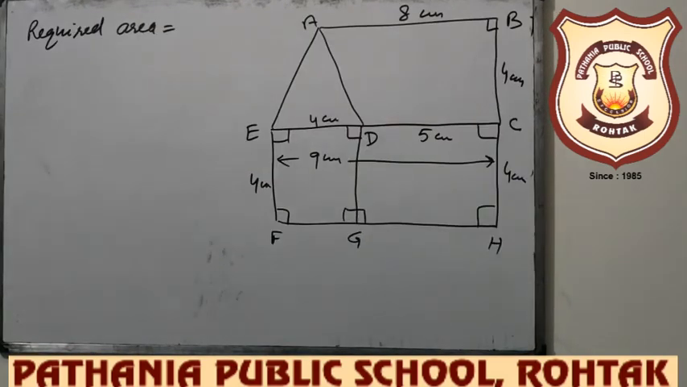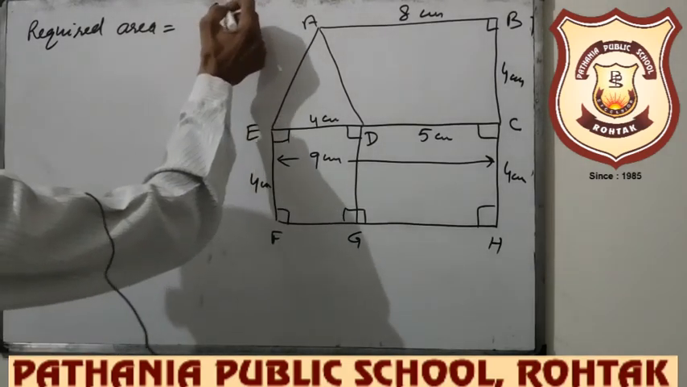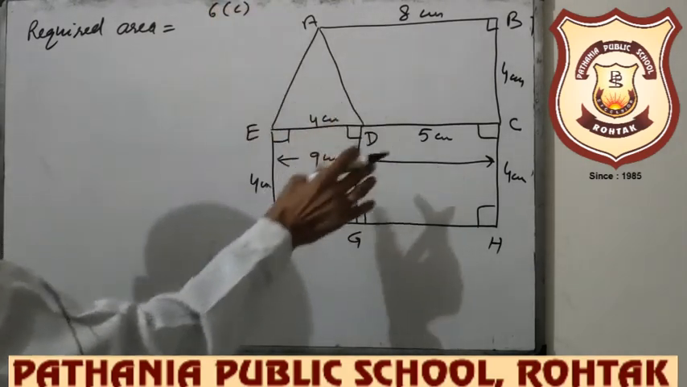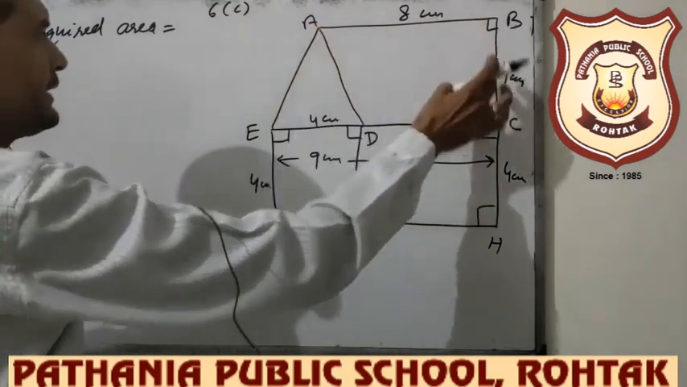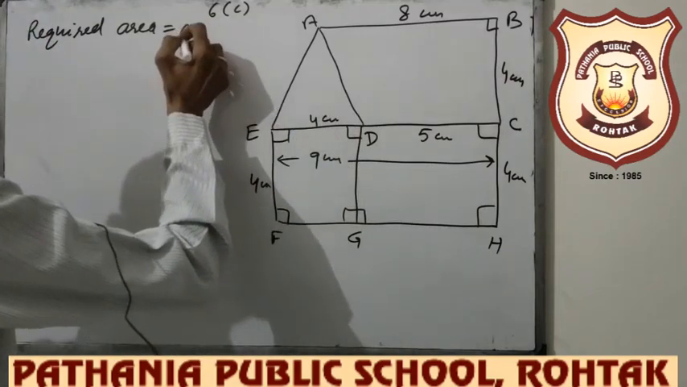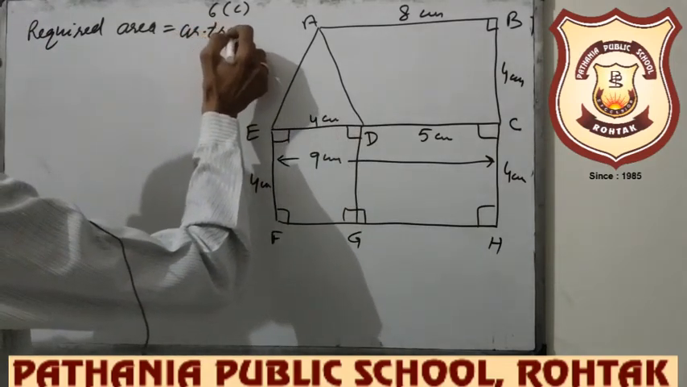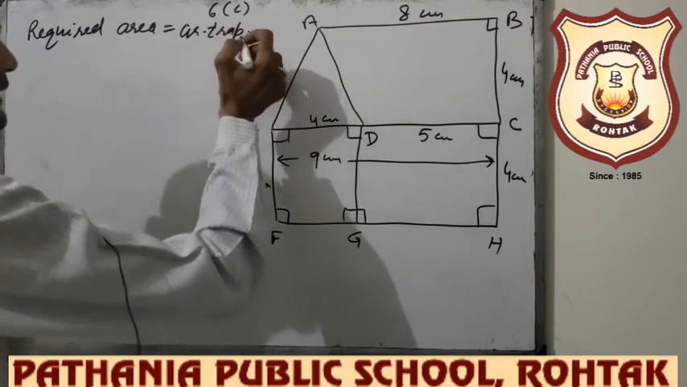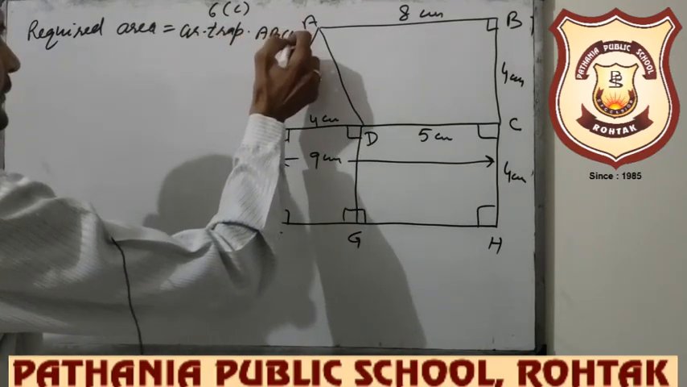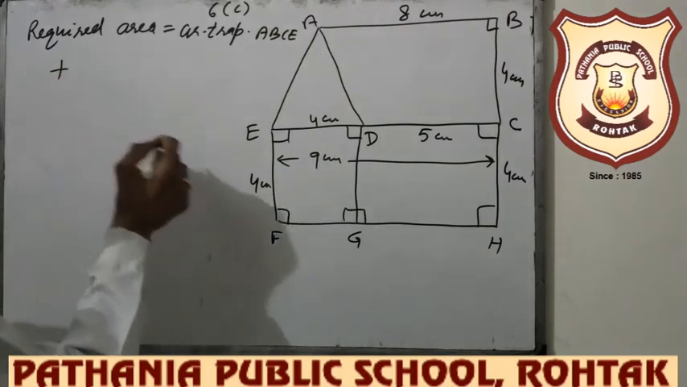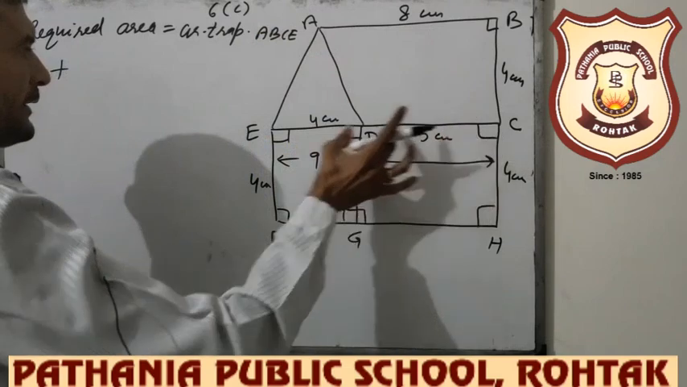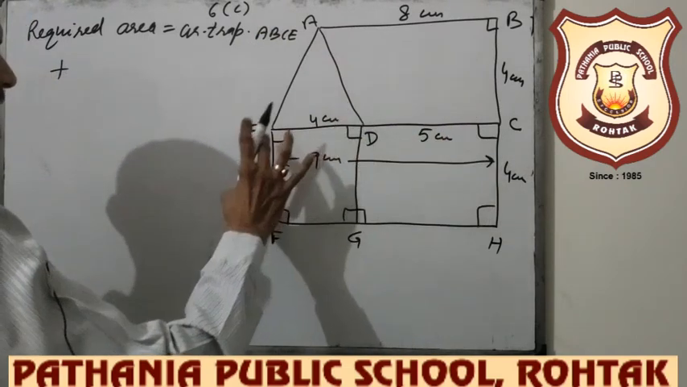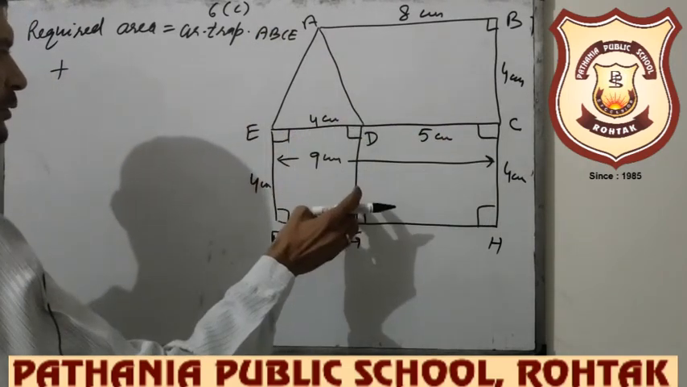Now beta, it is question number 6, C part. A and B you can try. It is question number 6, C part. Find the area of this figure. In this figure beta, this ABCE is a trapezium. Area of trapezium ABCE plus area of this square, because this total side is 9 and this is 5, so it is 4. So this side is 4, this side is 4, this is also 4.